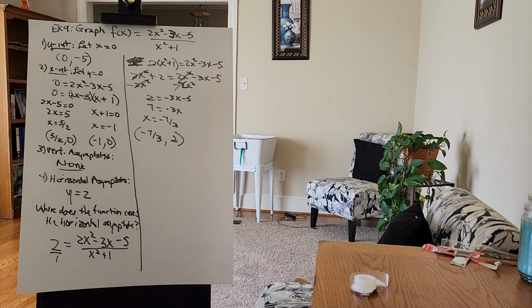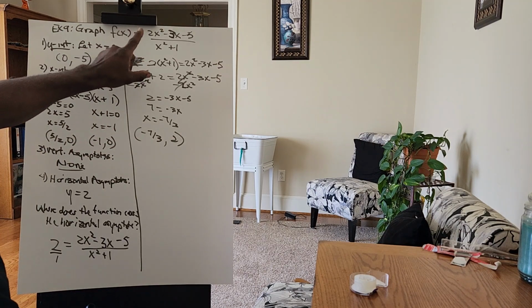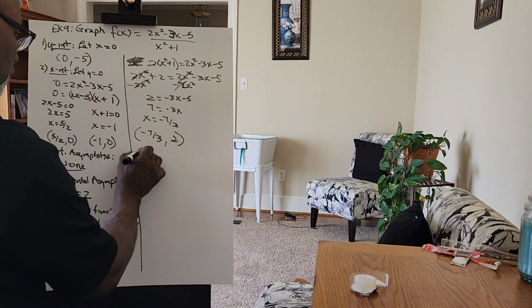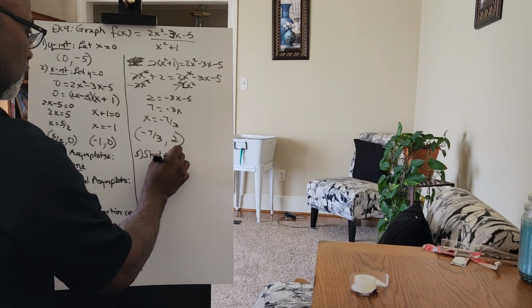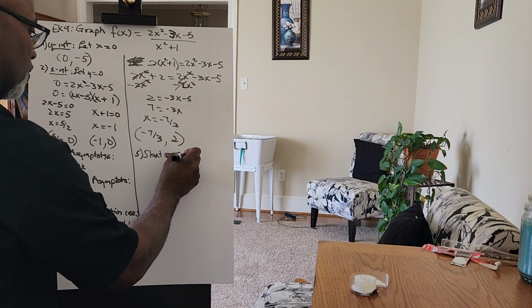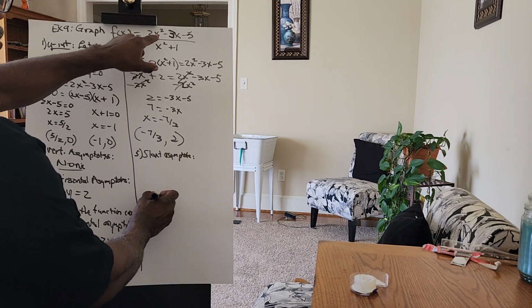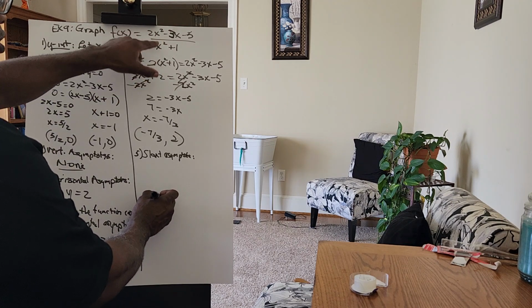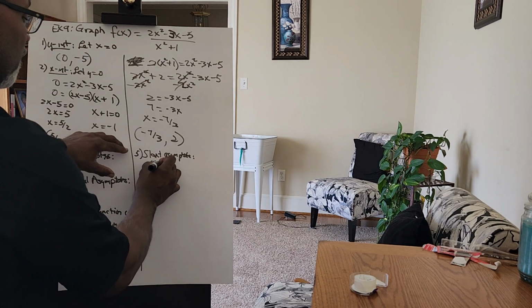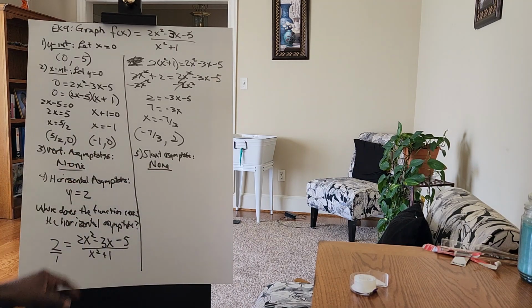Okay. Now, let's say number 5, slant asymptote. Well, you'll have a slant asymptote when the degree of the numerator is exactly 1 more than the degree of the denominator. But these two degrees are equal, so there are none. There are no slant asymptotes, there are no vertical asymptotes. We have only a horizontal asymptote at y equals 2.